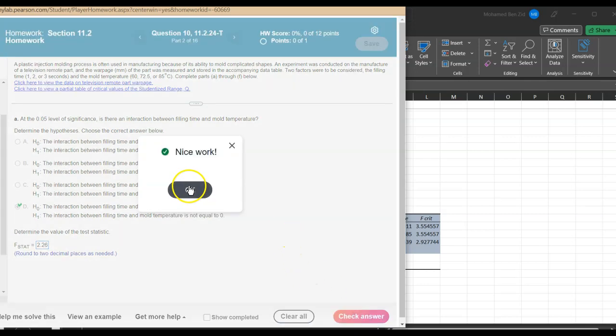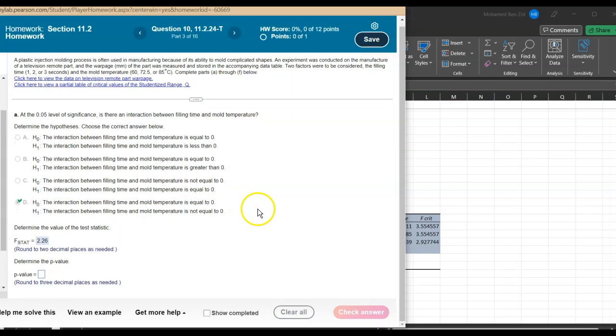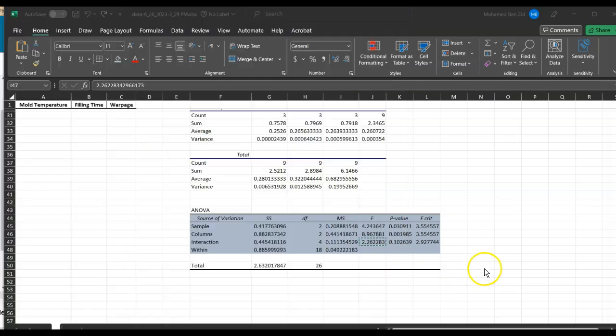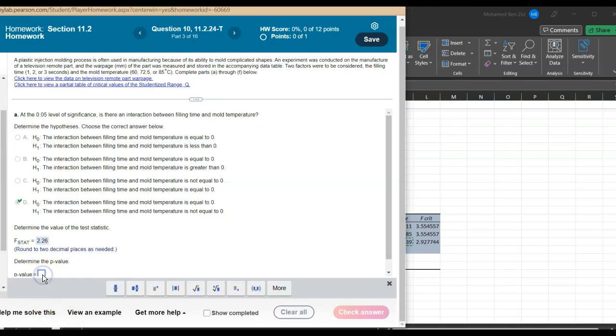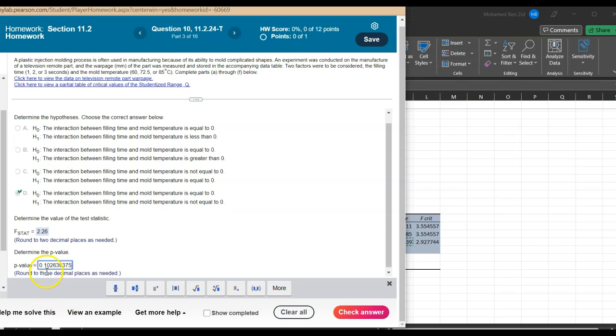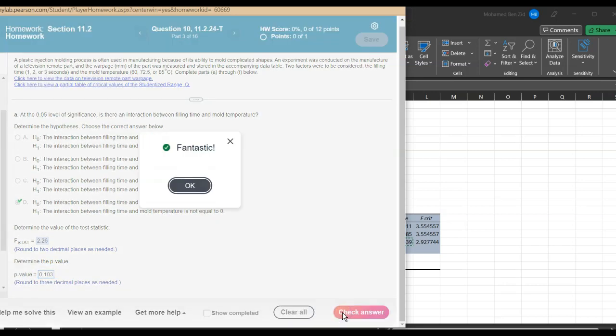Check. Okay, now they're looking for the p-value, and the p-value is next to it, and I'm going to copy, then paste it again. And they want 3 decimal places, so 0.1026 becomes 0.103, and check.